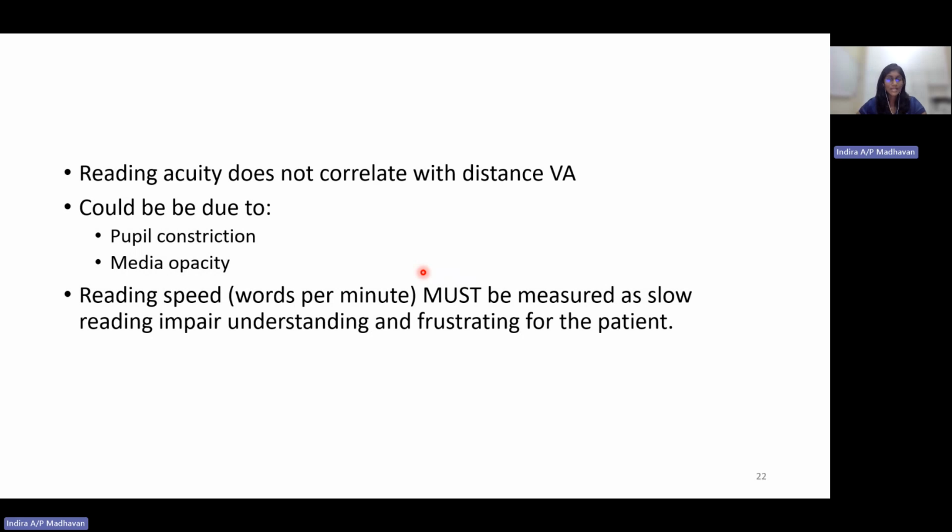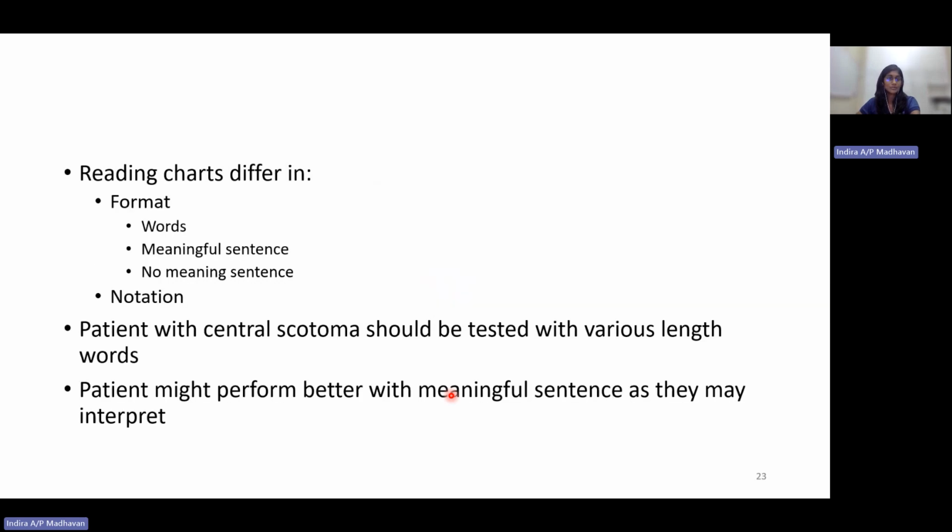With that, I will end this part of the vision assessment. When I come back next, we will look at the different charts and what types of charts are available.